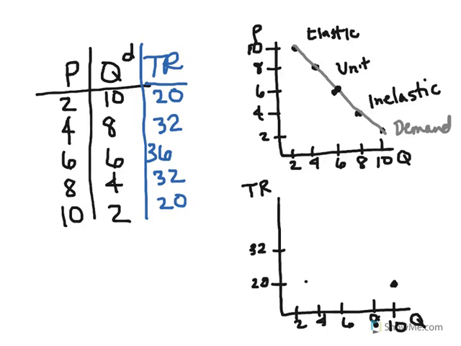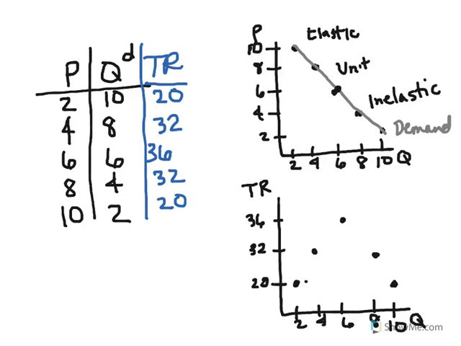So again, when I'm selling 8, my total revenue is 32. When I set the price at $6, I'm selling 6, and my total revenue is 36. So I come up here at 6 units, plot that point at 36. Then when I raise the price to $8, my revenue goes back down to 32. I'm only selling 4 units. And at a price of $10, I'm only selling 2, and my total revenue falls to 22.